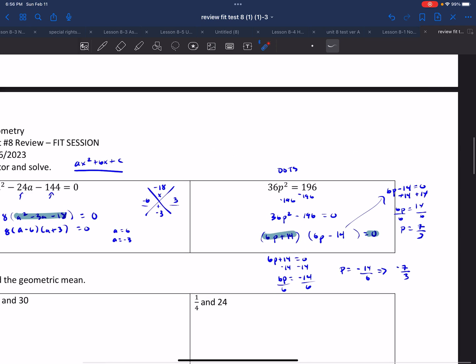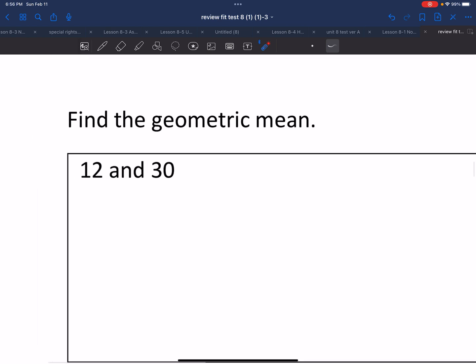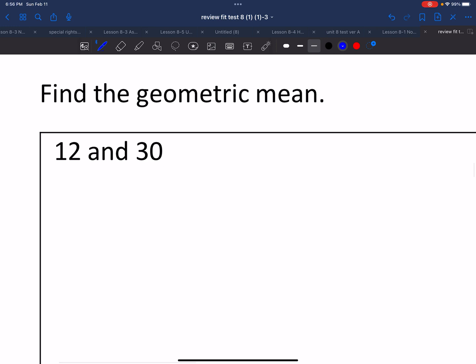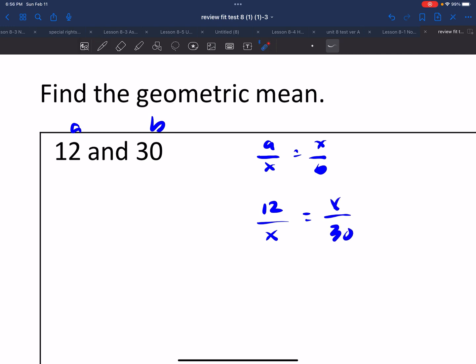Okay? All right, find the geometric mean of 12 and 30. In class, I showed you it's essentially a over x equals x over b. So this is a and this is b. Let's fill it in. You have 12 over x equals x over 30. You have a ratio equals a ratio, so you know that these two ratios are proportional to each other.